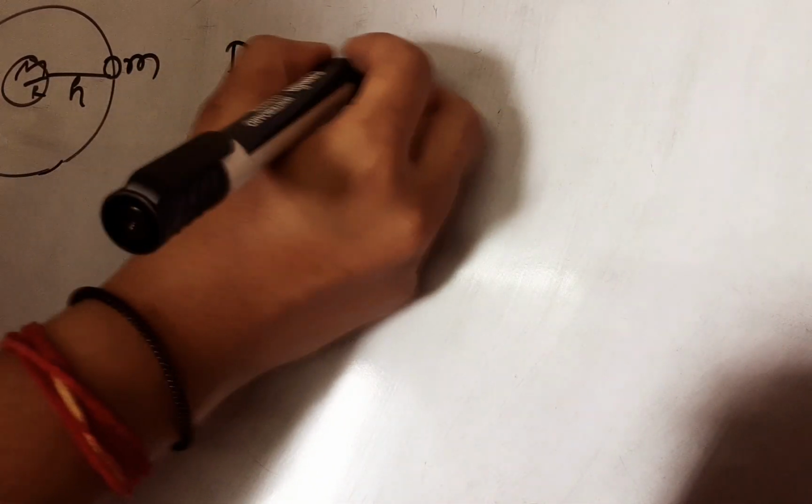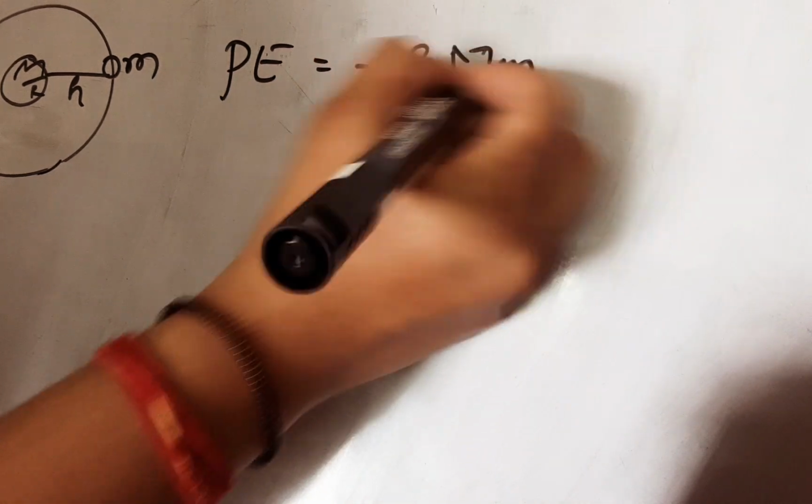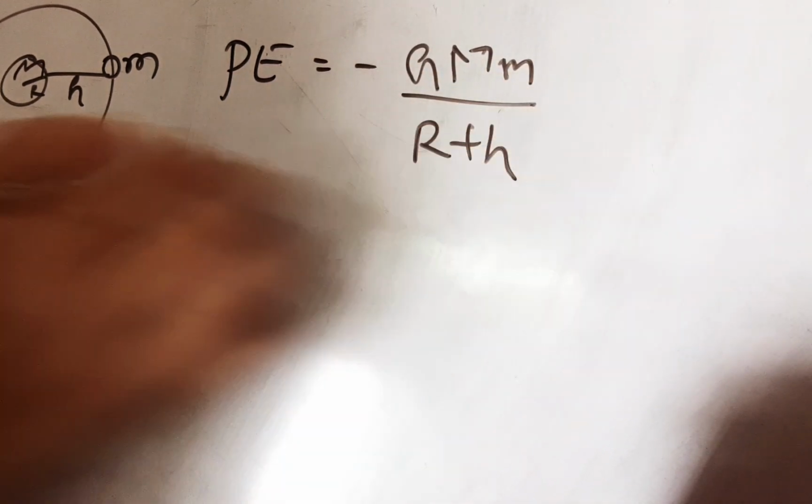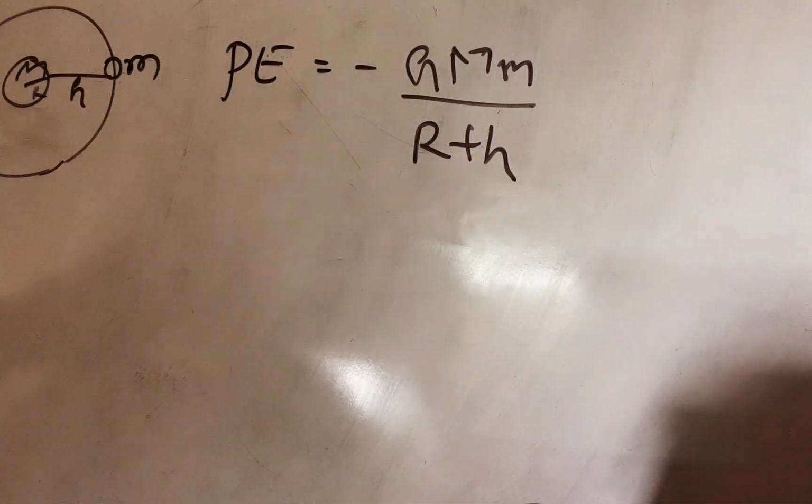So we know the potential energy for a body. Suppose this is the circular orbit, here is our Earth, and this is our body of small mass m at a distance h from the surface of the Earth. The Earth's radius is R and its mass is capital M. It is revolving in a circular path. So what will be its potential energy? Minus GMm upon R plus h, because the distance is R plus h from the center.